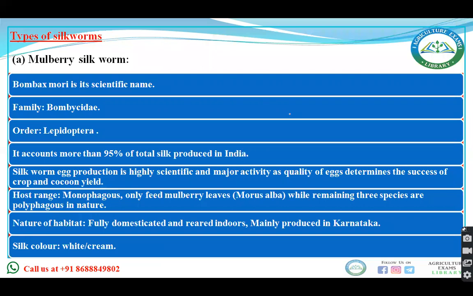Now let's have a look at the mulberry silkworm, Bombyx mori. When you talk about the family, this is Bombycidae, order Lepidoptera, and it accounts for more than 95% of the total silk production in India. They are fully domesticated and reared indoors. These mulberry silkworms are white or creamy white in color.